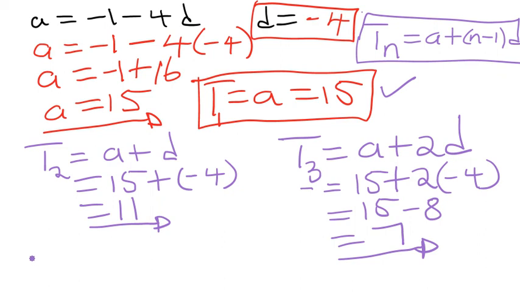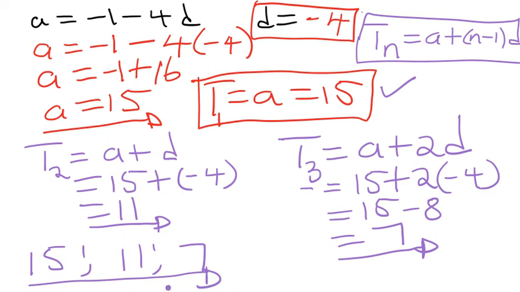Now what is T1? T1 is equal to 15. What is T2? T2 is equal to 11. What is T3? T3 is equal to 7. So this is our arithmetic sequence that we are having. Now we are done solving the problem.